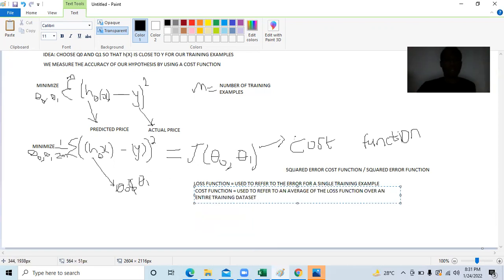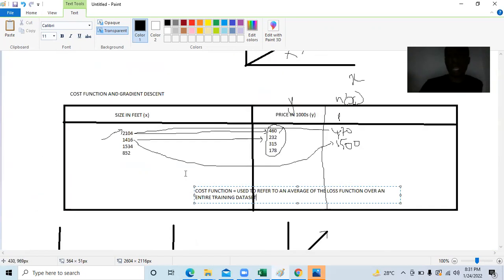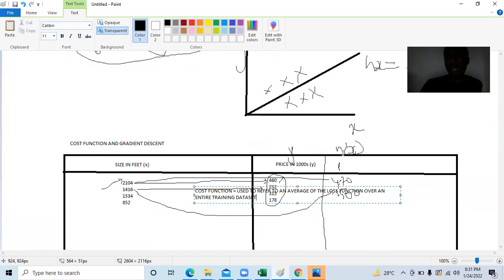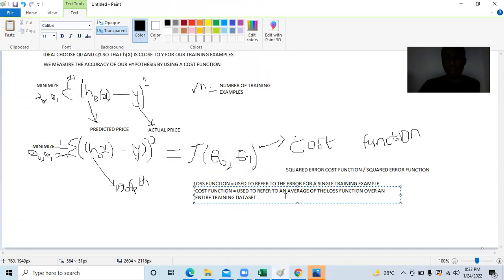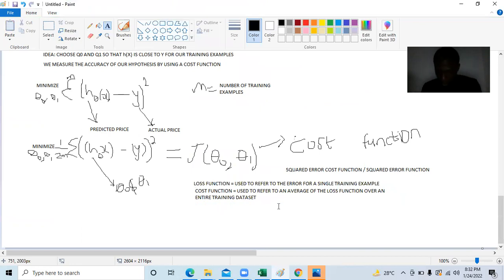Don't forget, we use cost function to find the constants theta 0 and theta 1 that make our predicted variable the closest, or if possible, the same as our actual variable. So let's go into some further intuition. We'll go into some more cost function intuition in the next video. Thank you.